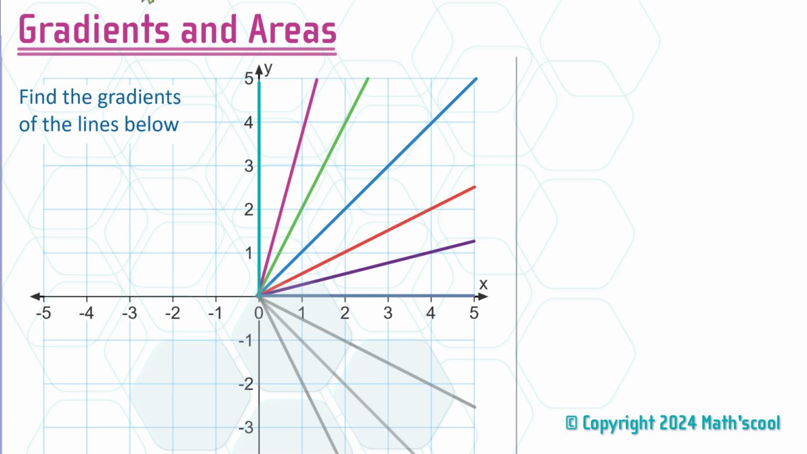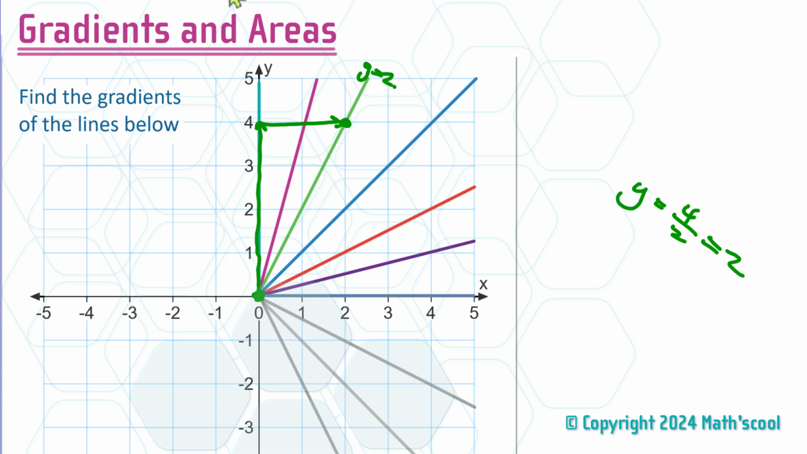So if I take, say, the green line here, what I want to do is pick 2 points on the line. I want to pick 2 points that are quite far apart, but ideally ones that go through these intersections of whole numbers. So I can choose the origin as one of my points, and I can choose that point there. And so the gradient is how much do I have to go up and how much do I have to go across to get to that point. And so I can see I have to go up 4 and across 2. So the gradient of that line is 4 over 2, which is 2. So this line has got a gradient of 2.